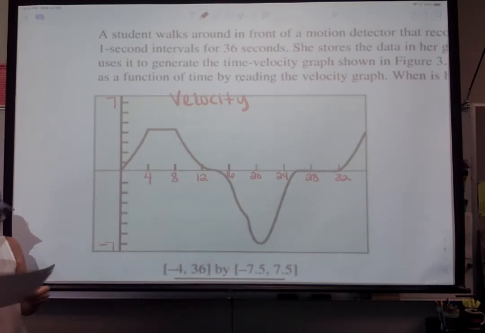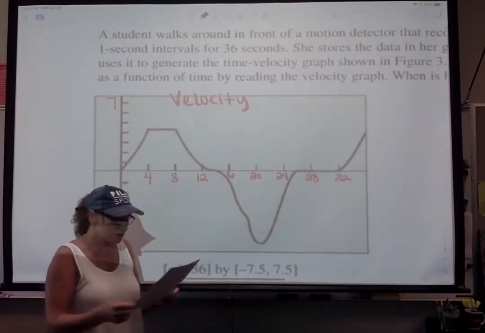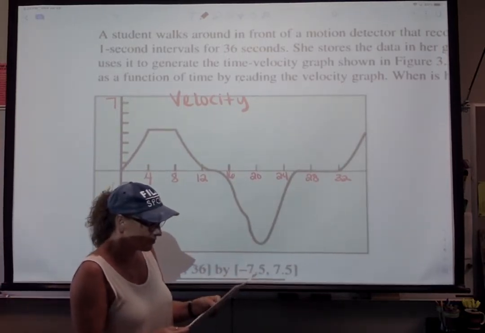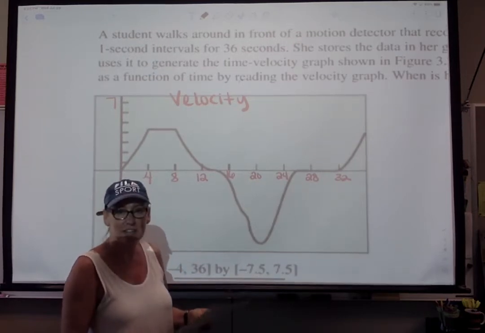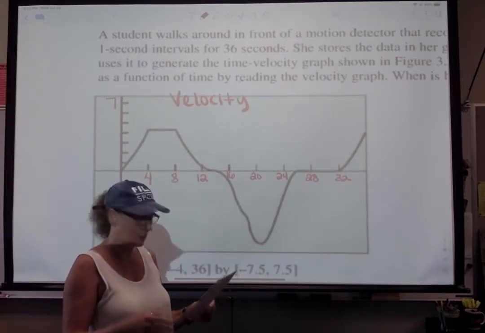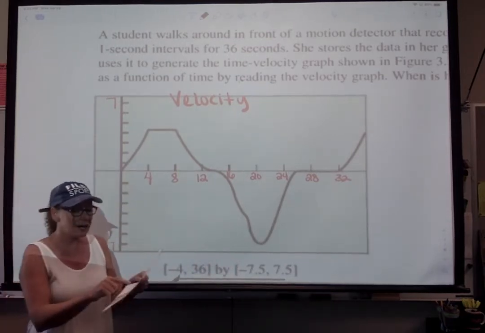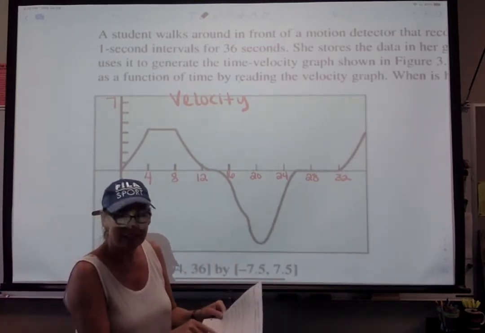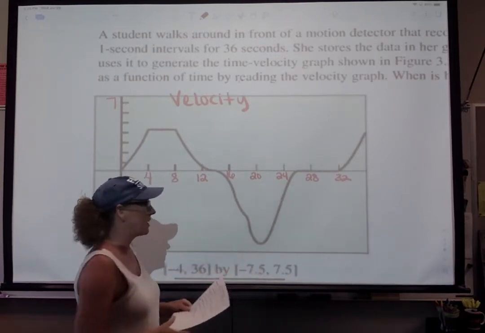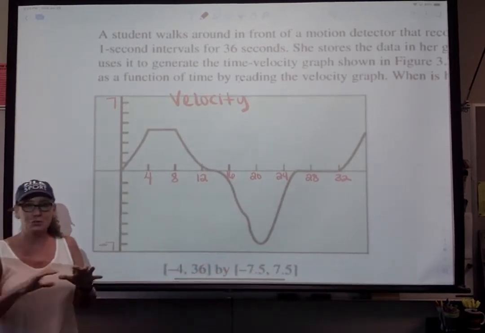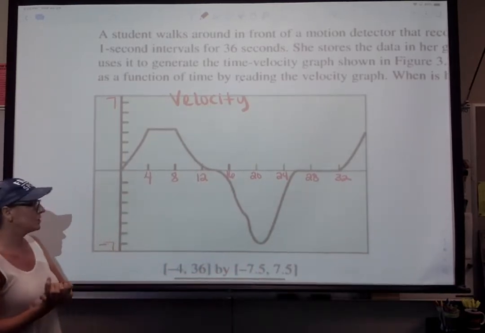All right, so this looked like a fun experiment. A student walks around in front of a motion detector that records her velocity, and she stores the data in her graphing calculator. Don't we all do that? When is her speed a maximum? So I'll try not to forget to answer that question, but I just want to look at the graph for just a minute and get you used to looking at a velocity graph.